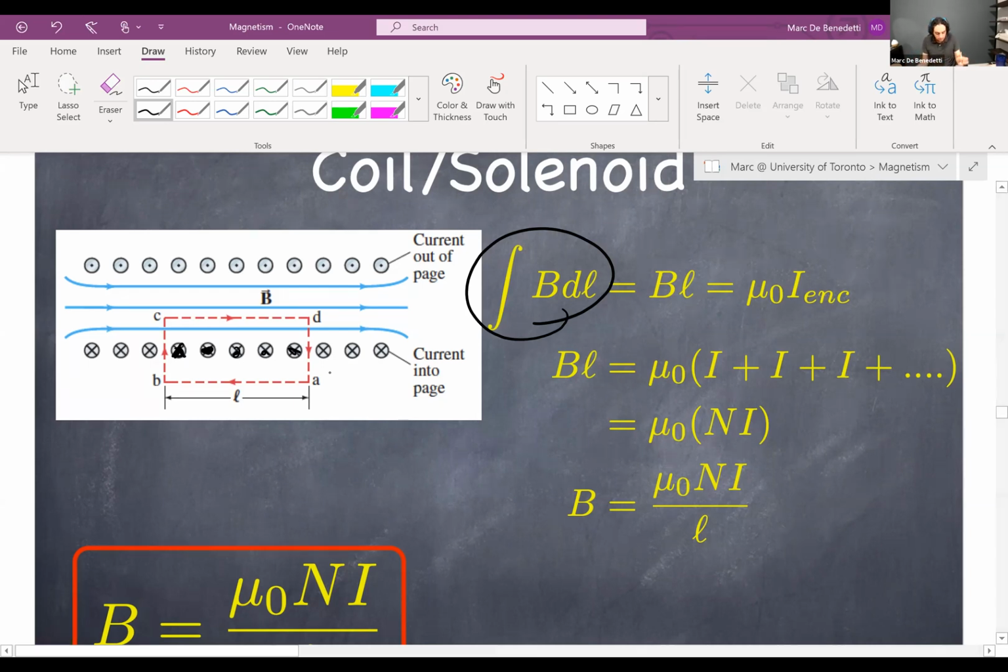If we draw our loop a little bit bigger, we will encompass N times I, N being the number of loops there are. Here there are 1, 2, 3, 4, 5, 6, 7, 8, 9, 10, 11 loops. So how much current have we encompassed? 11 times I. Each of these wires carries an I, don't forget. So this is the power of Ampere's law. The power is total enclosed current.